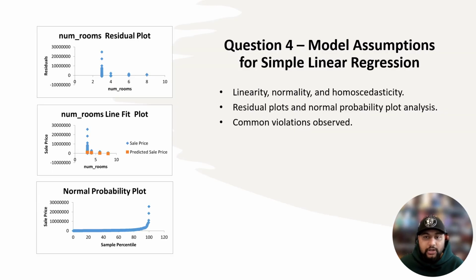So next we have question four, model assumptions for simple linear regression. To validate the simple linear regression model, we check its assumptions. The residual plot shows the relationship between the number of rooms and house prices may not be perfectly linear. Additionally, the normal probability plot suggests deviations from normality, and the residual spread shows signs of heteroscedasticity. These violations mean the model may not be entirely appropriate for the data set and may require transformation or additional variables.